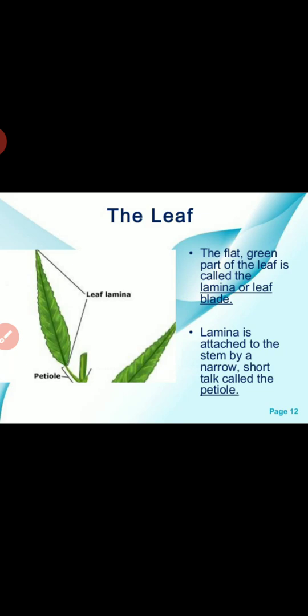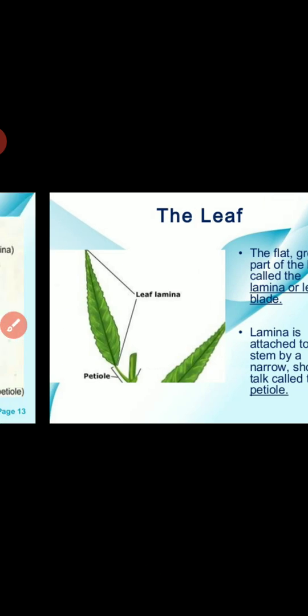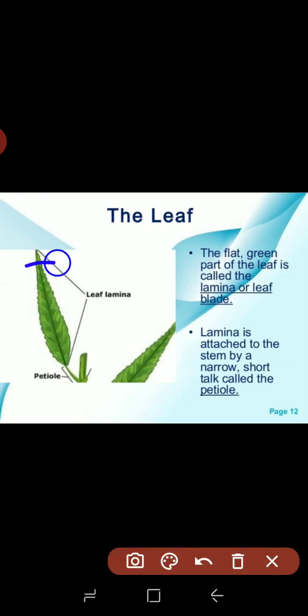The flat green part of the leaf is called the lamina or the leaf blade. The lamina is attached to the stem by a narrow short stalk called the petiole. That means this is the lamina and this is the petiole.